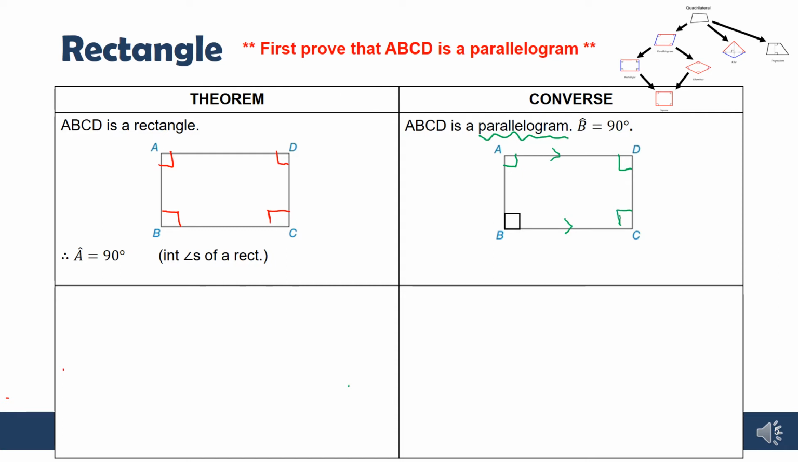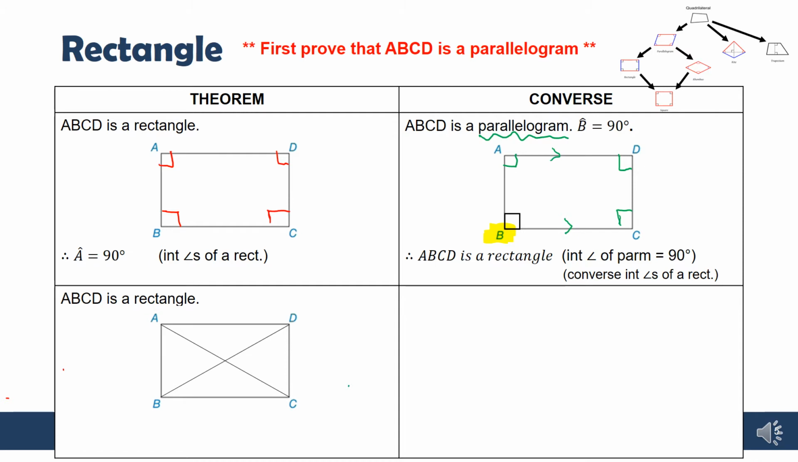So all I need to show that this is a rectangle is one angle to be 90, because that means that all of them have to be. So my conclusion, therefore, ABCD is a rectangle, and reason interior angle of parm is 90 degrees. Again, like I said to you before, you could just put the word converse in front of the original reason, and that's also acceptable.